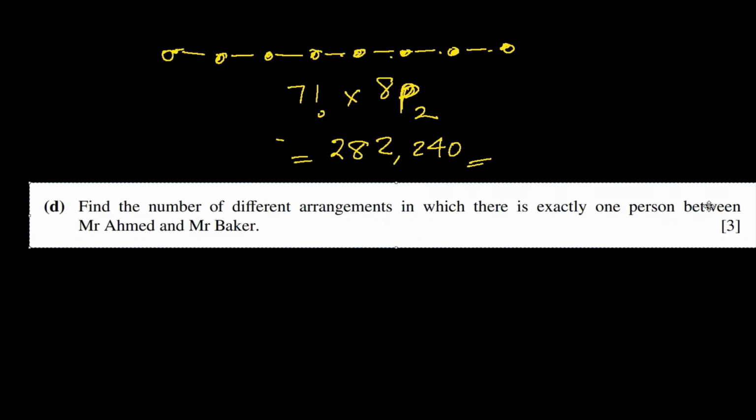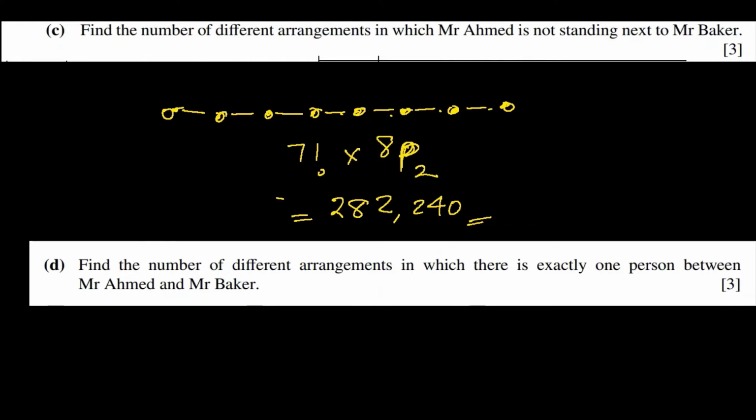Find the number of different arrangements in which there is exactly one person between Mr. Ahmed and Mr. Baker. Okay, let's look at the picture we drew for the first part. Again, this time this will be the situation, but in the previous situation, Mr. Ahmed could have stood here and Mr. Baker could have stood here, right? That was the opportunity. But now they're saying that Mr. Baker has to stand here if Mr. Ahmed is here. They will have exactly one person in between them. So first step, we have to see that the remaining 7 people, how many ways they can stand. And they can stand the same way, 7 factorial.